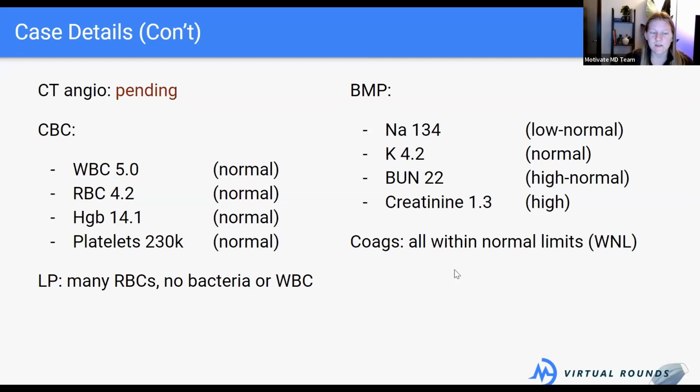And then his lumbar puncture, again, probably wouldn't actually have to be done in real life, but it showed many red blood cells with no bacteria and no white blood cells present in his cerebrospinal fluid. And then for coagulation labs, they were all within normal limits. So it didn't appear that he had any blood clotting problems.